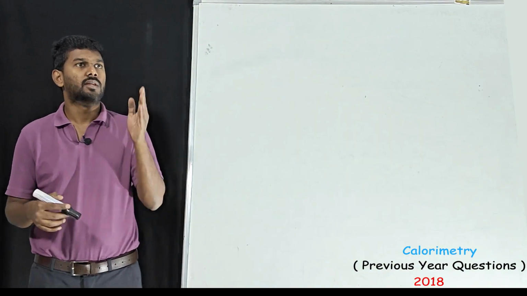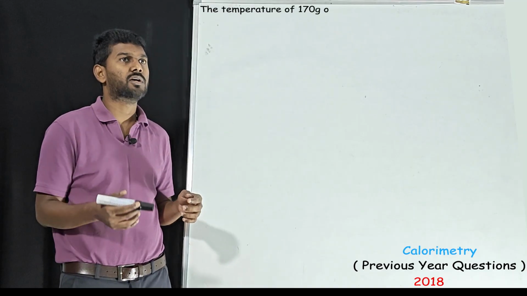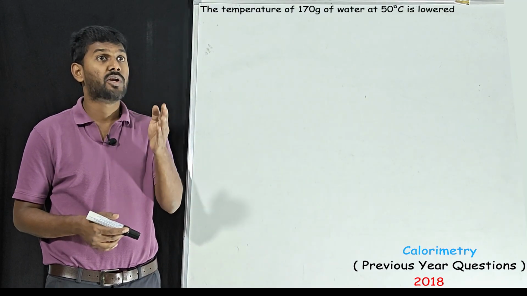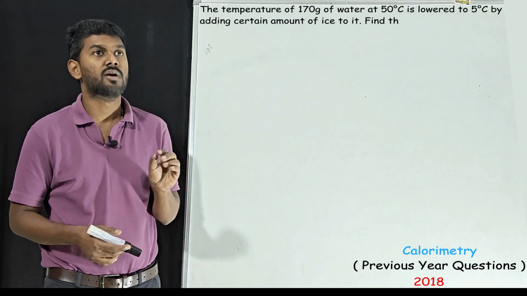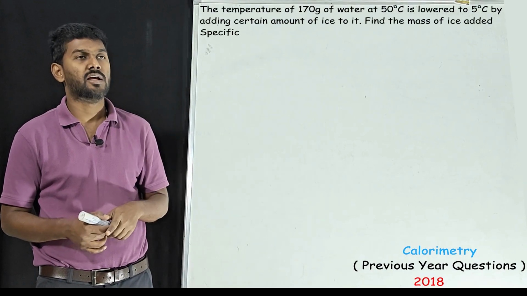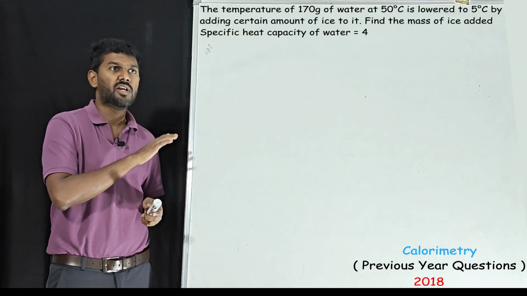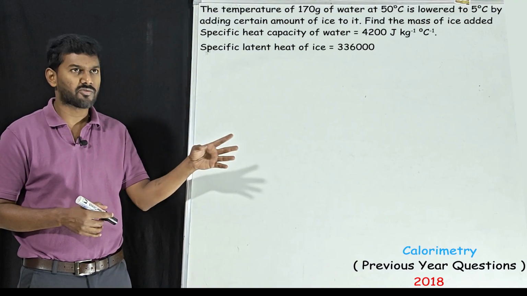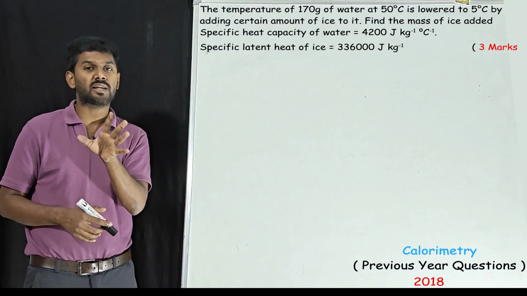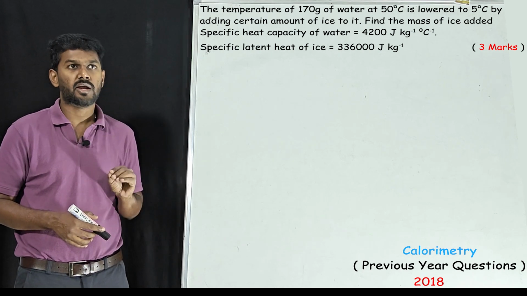Our next question. The temperature of 170 gram of water at 50 degrees Celsius is lowered to 5 degrees Celsius by adding certain amount of ice to it. Find the mass of ice added. This kind of question we have already solved once. I'll give you the formula as well as the substitution and final answer. You have to calculate once, or else you will never get the answer.